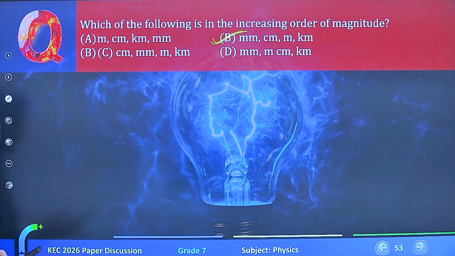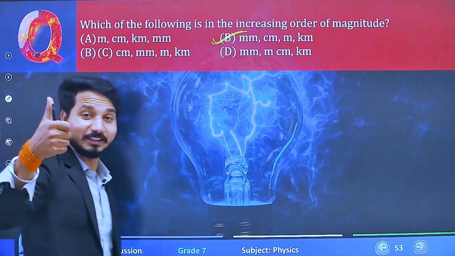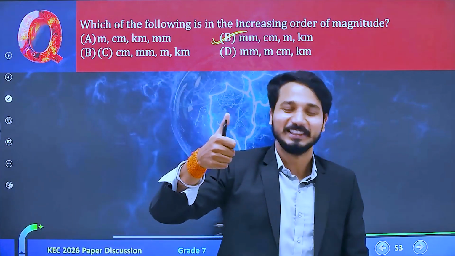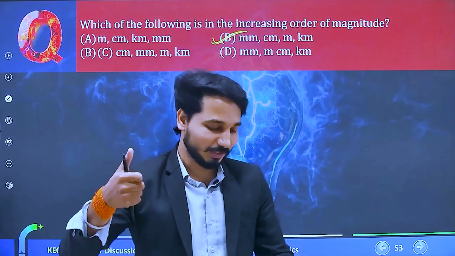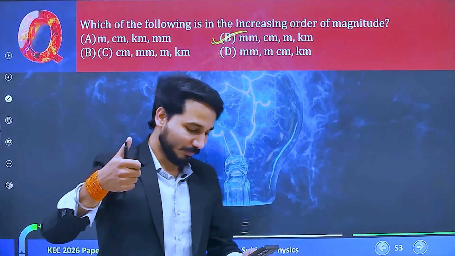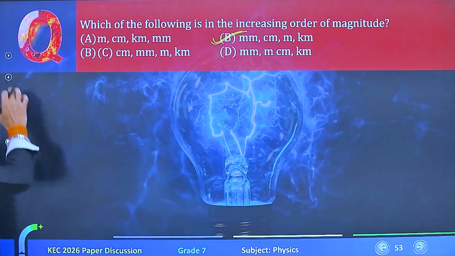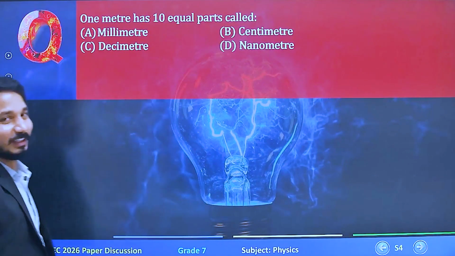So option B is the correct answer for this question. I hope many of you got it very right. Absolutely right. Great. Yeah, I read your comment. Okay, correct. Moving ahead to the next.